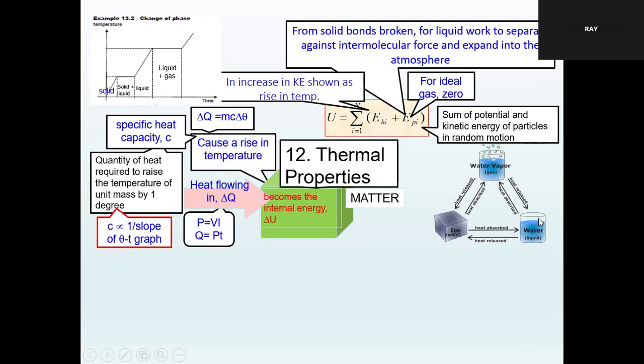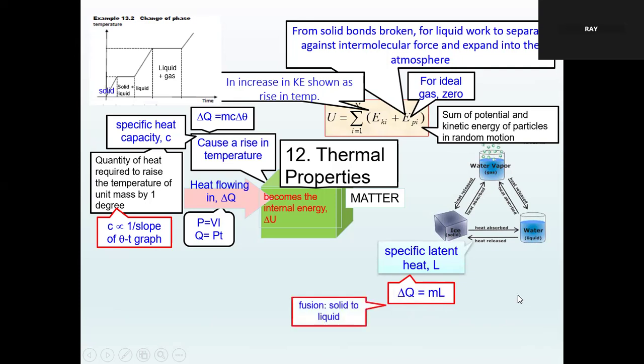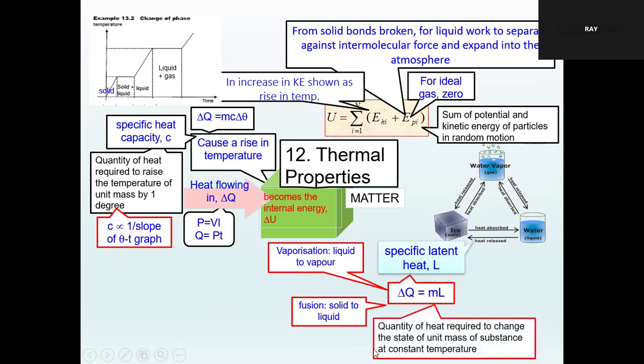This one shows you the change in phase. Ice changes to water. Ice changes into, we are not interested in this stage, this sublimation. This one we use the latent heat formula to calculate. Fusion is for solid to liquid. Vaporization is for liquid to vapor. Know the definition: quantity of heat required to change the state of unit mass of substance at constant temperature. Important, constant temperature, unit mass.